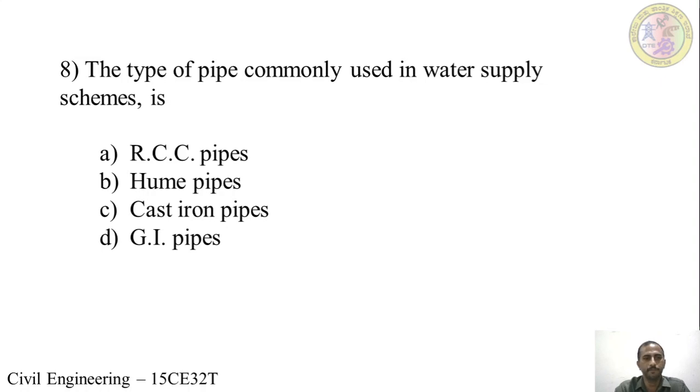Question number 8. The type of pipe commonly used in water supply schemes is A. RCC pipes, B. UPVC pipes, C. Cast iron pipes, D. GI pipes, that is galvanized iron pipes. And the answer is cast iron pipes. Because of their high resistance to corrosion and durability, cast iron pipes are extensively used.